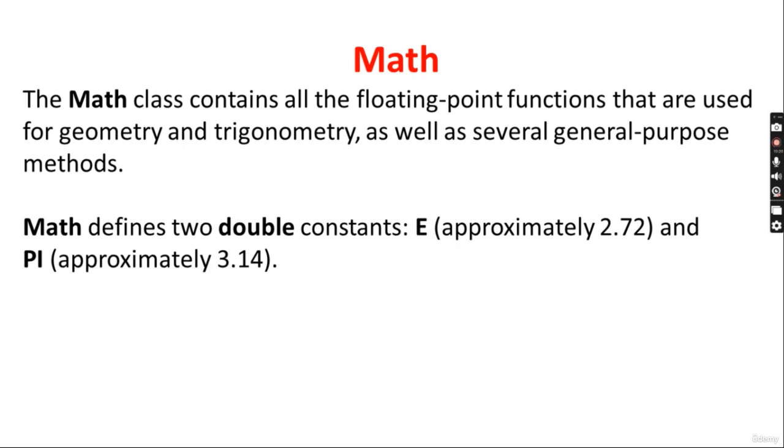Now, the Math class contains all the floating point functions that are used for geometry and trigonometry, as well as several general purpose methods. So Math is a class that contains all predefined, inbuilt methods that are used for geometry and trigonometry, as well as several general purpose methods. Math defines two double constants, E, 2.72, and PI, 3.14, that are required generally.